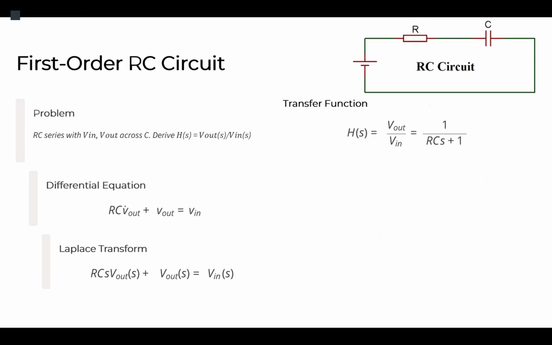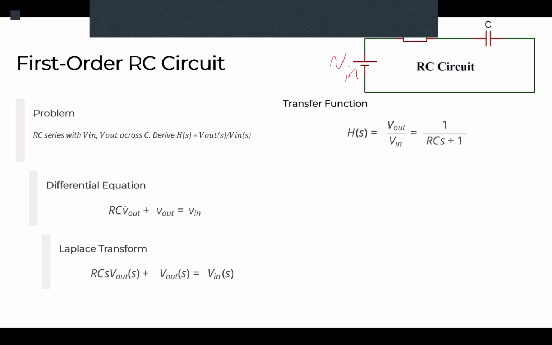Let's have a little bit more fun. Let's say we have a simple RC circuit, which is a series of R and C. This is V input. We want to consider the voltage across the capacitor as output, and we want to see what the transfer function is that relates output and input. Okay?